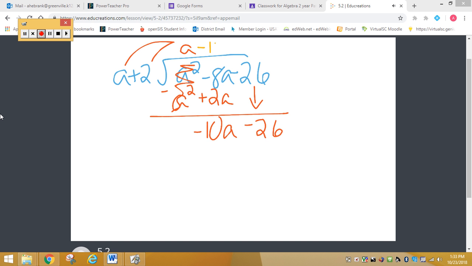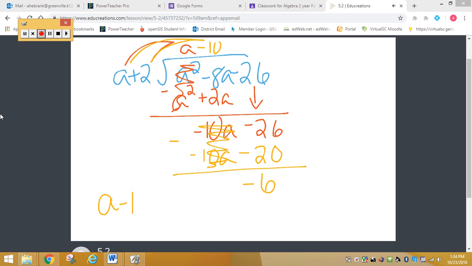I'm going to multiply by a negative 10. So that gives me negative 10a and negative 20. I'm subtracting. Negative 10 minus negative 10 is nothing. Negative 26 minus negative 20 ends up just being a negative 6. So watch how I write my answer. My answer was a minus 10. Then I had a remainder of negative 6. And if you remember, you write your remainders over what you divided by. So I divided by a plus 2. So that's how you would write the answer.